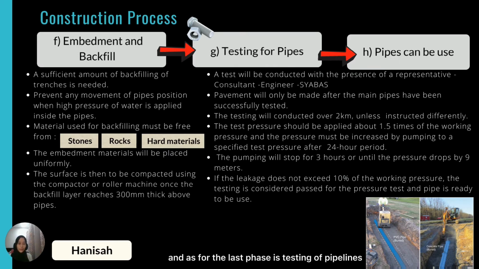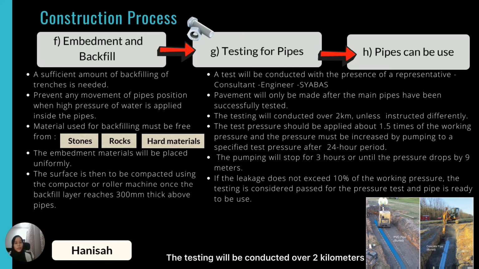And as for the last phase, it is the testing of pipelines, where the test will be conducted with the presence of a representative from the consultant, engineer, or shabas, where the contractor is responsible for providing all necessary equipment and material for the testing operation to be conducted. And as for the pavement, it will only be made once the pipe has been successfully tested.